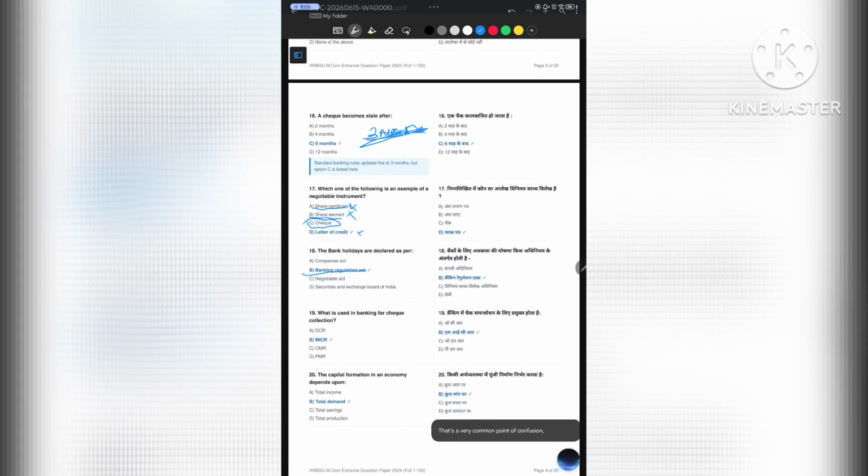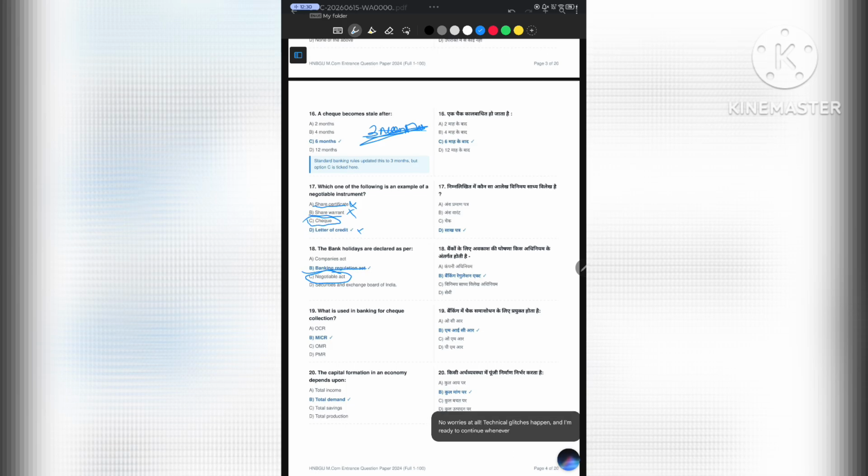That's a very common point of confusion, but bank holidays in India are actually declared under the Negotiable Instruments Act of 1880. Negotiable Instruments Act. Okay, so bank holidays are declared as per the Negotiable Instruments Act.